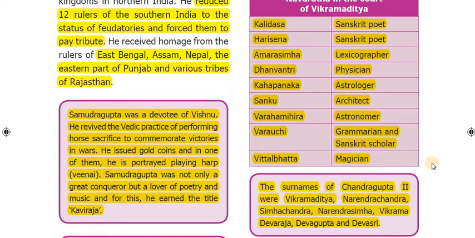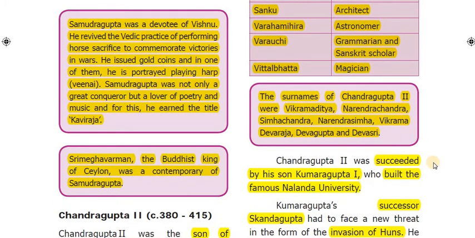Samudragupta was a devotee of Vishnu. He revived the Vedic practice of performing horse sacrifice to commemorate victories in wars. He issued gold coins, and in one of them he is portrayed playing the harp, Veena. Samudragupta was not only a great conqueror but a lover of poetry and music, and for this he earned the title Kaviraja. Sri Meghavarman, the Buddhist king of Ceylon, was a contemporary of Samudragupta.